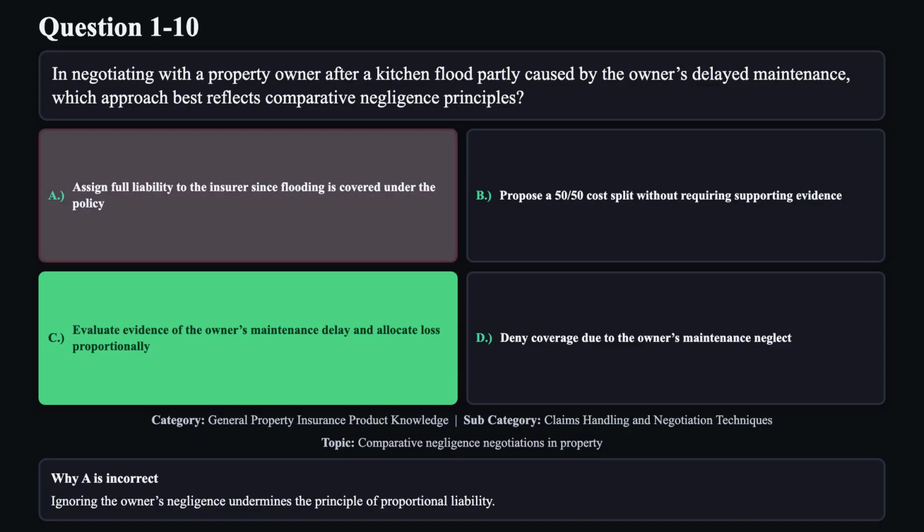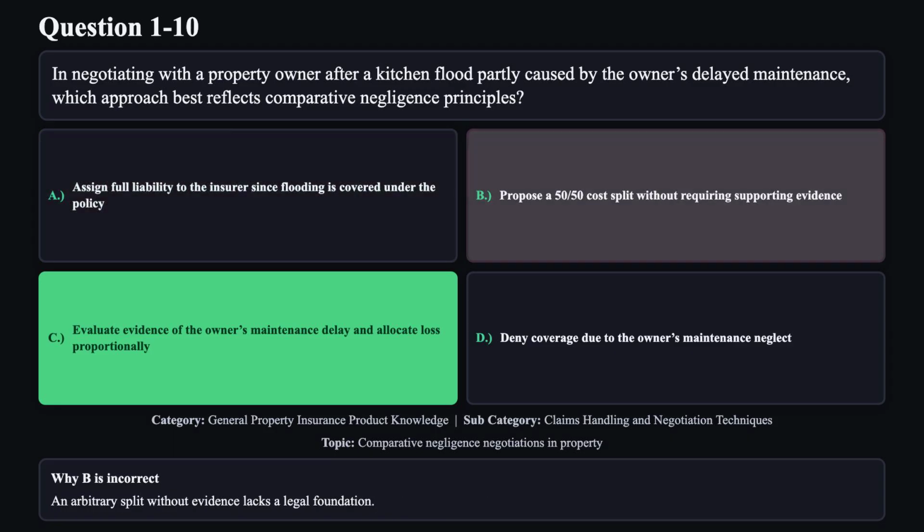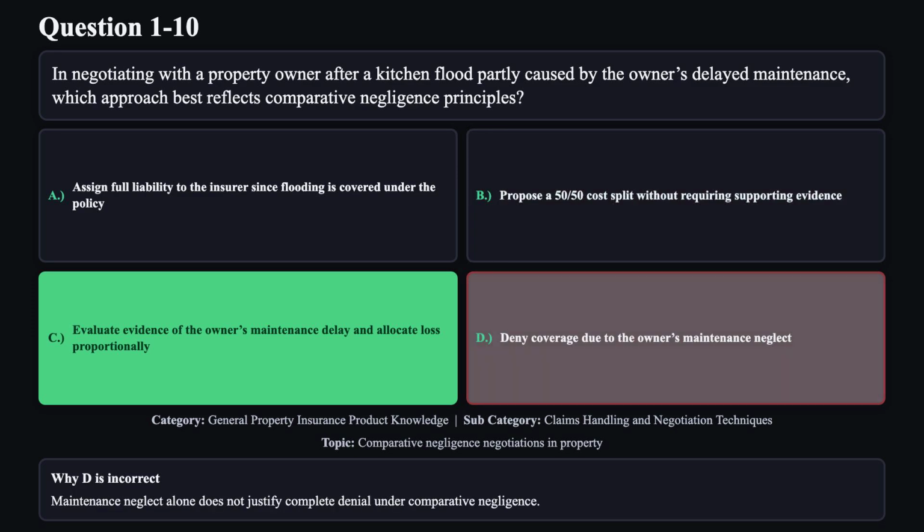Reason A is not correct. Ignoring the owner's negligence undermines the principle of proportional liability. Reason B is not correct. An arbitrary split without evidence lacks a legal foundation. Reason D is not correct. Maintenance neglect alone does not justify complete denial under comparative negligence.